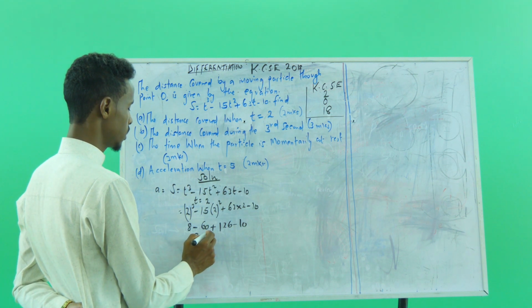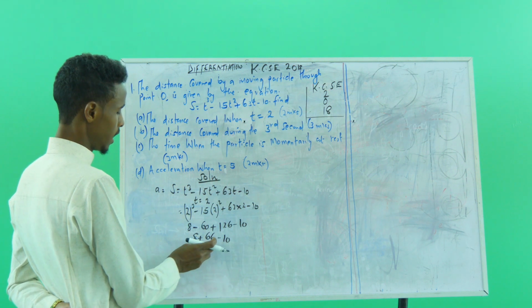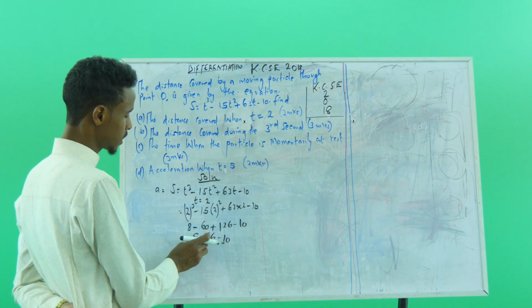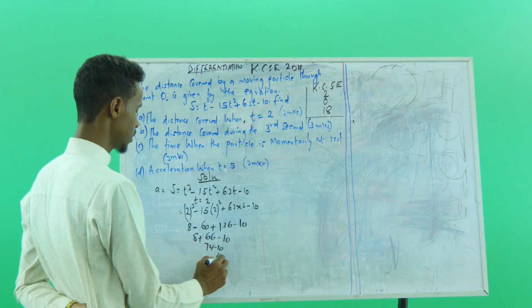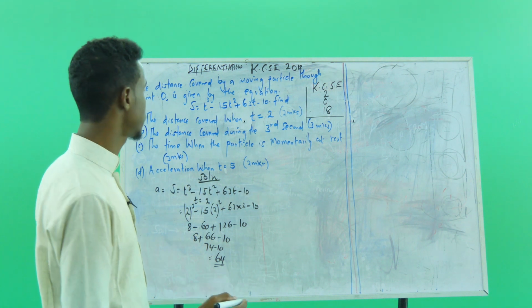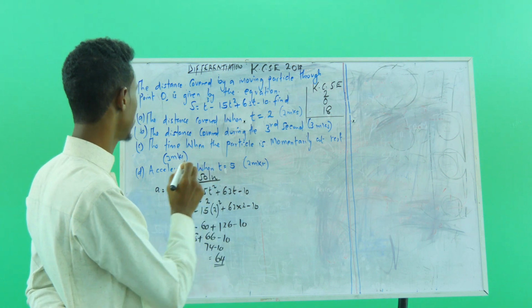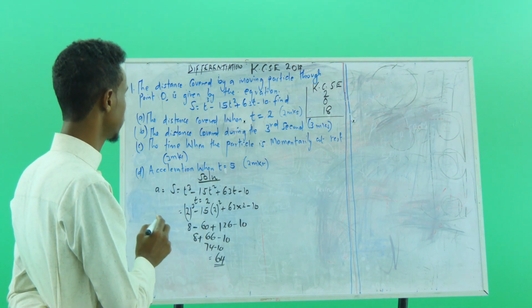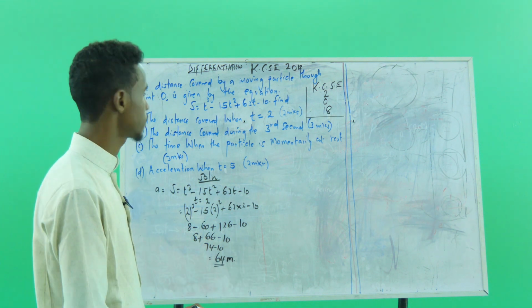Now this will be 8 plus 126 minus 60, which is 66 plus 8, 74, minus 10. You are going to get 64. And that is the distance covered by the moving particle. The t is in seconds, and therefore this is 64 meters.